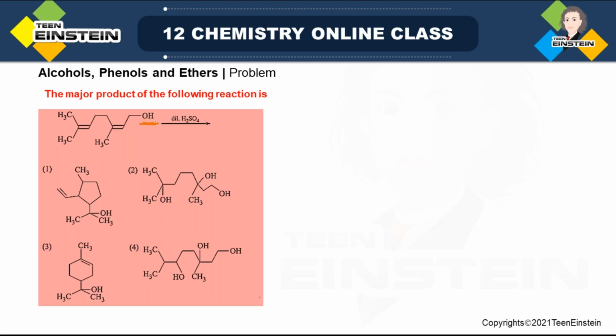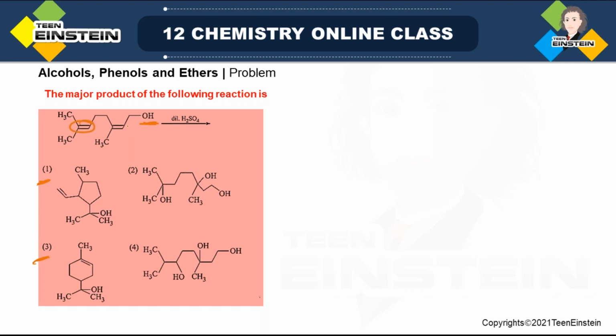Again, we have an alcohol molecule. We are using dilute H2SO4, right? The major product of the following reaction we have to find. Now the substrate that is given, there is a C=C double bond, right? Now when there is a C=C double bond, in the options, option 1 and option 3, these two are cyclic structures, right? But if you consider option 2 and 4, they are open chain structures.